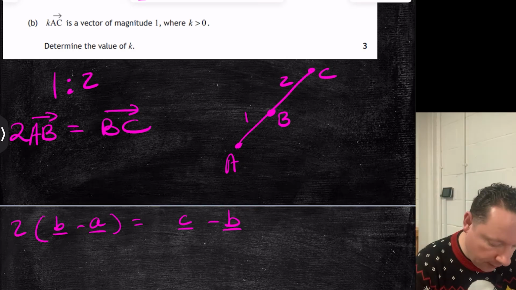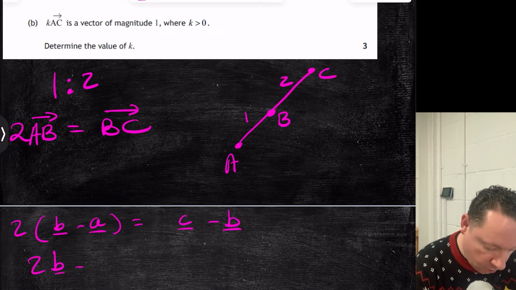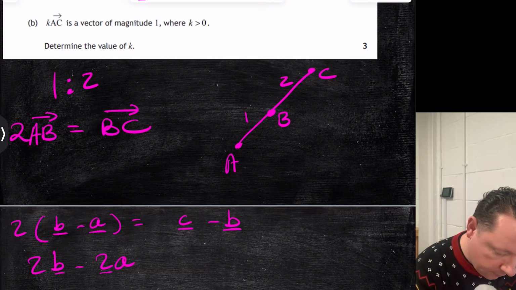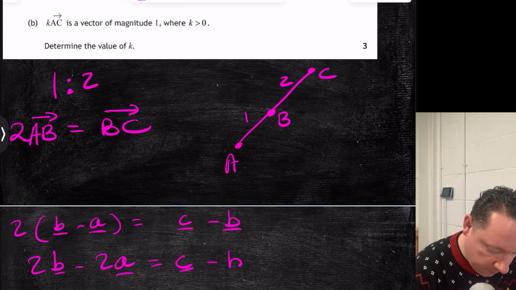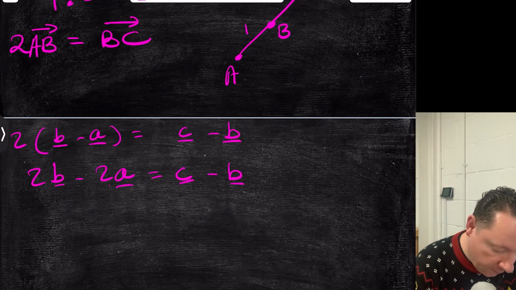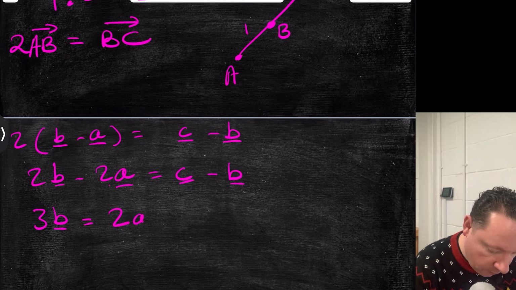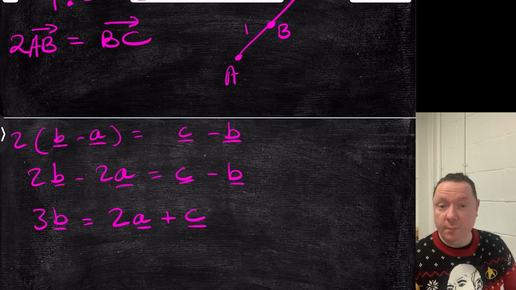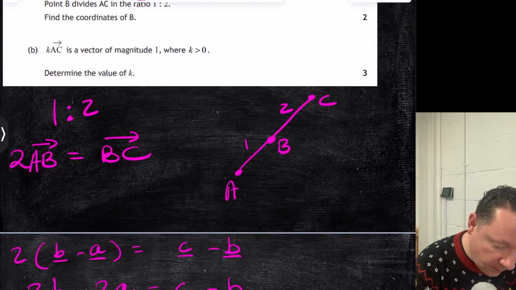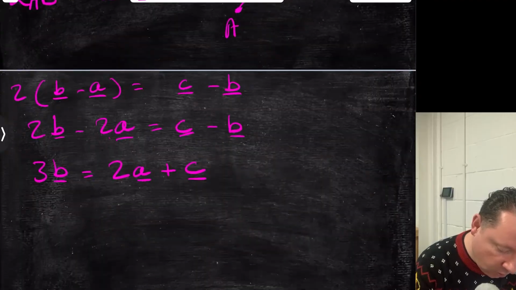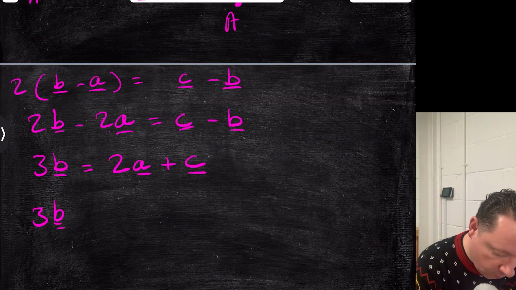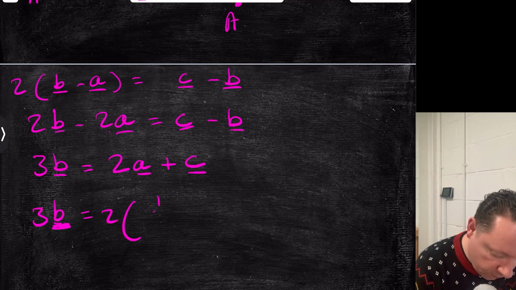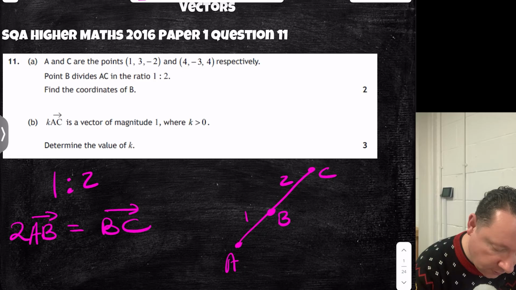Expanding the brackets, we get 2B minus 2A equals C minus B. So taking the B over, we get 3B equals, taking the A's over, 2A plus C. So that means that B, of course, will be a third of 2A plus C. So let's find out what 2A is. Well, we know A is 1, 3, minus 2, so we can just write 3B equals 2 times 1, 3, minus 2 plus C, which was 4, minus 3, 4.